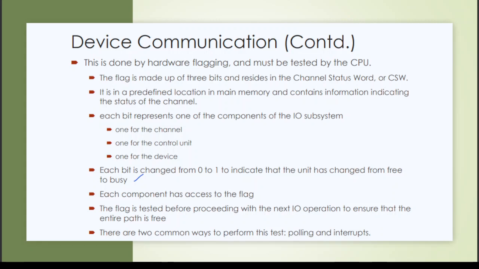Each component has access to the flag. The flag is tested before proceeding with the next IO operation to ensure that the entire path is free and we can proceed with no errors or overwriting. There are two common ways to perform this test: polling and interrupts. We generally use polling or interrupts to apply this.